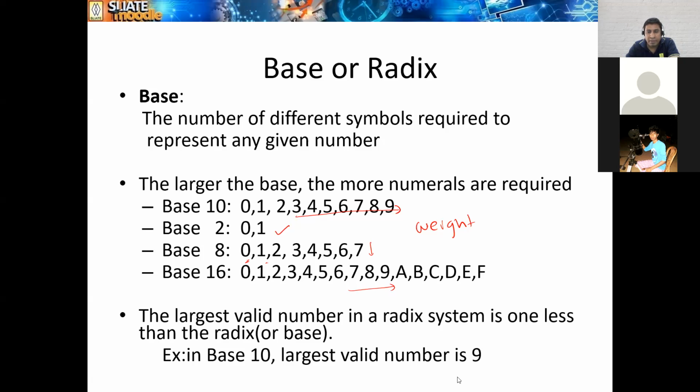The largest valid number in the radix is one less than the radix. That is true, no? Because in the 16, 1 less than the basic radix, 16 minus 1, the 15, therefore 15 is represented by the F. Even if it is the octal situation, the base is 8, then 1 less than it should be the 7. See, therefore the highest number, the largest valid number, you can calculate.